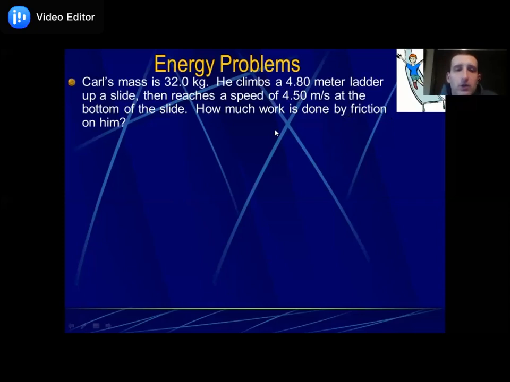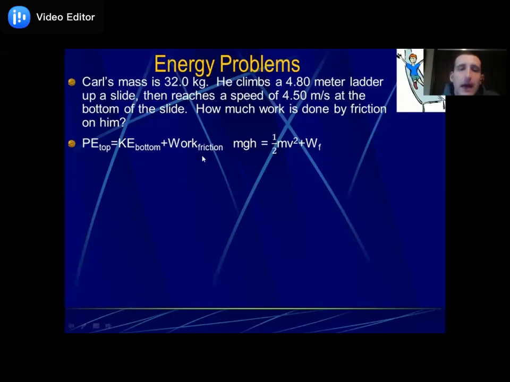So what do we say? At the top, he has potential energy, but he doesn't have any kinetic. At the bottom, he's got kinetic energy, but then we also have to add in the work done by friction. Now, does that mean the work done by friction is at the bottom? No, that's not what it means. But what it tells us is that however much energy we had at the top, some of it's going to be present as kinetic energy at the bottom, and the rest of it had to be consumed by work on the way down, right? The friction between his rear end and the slide is where that work is actually occurring.